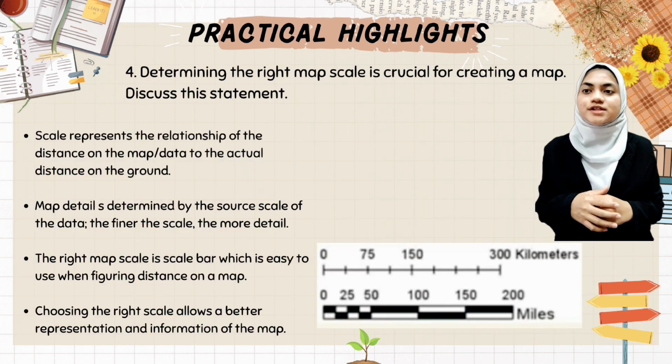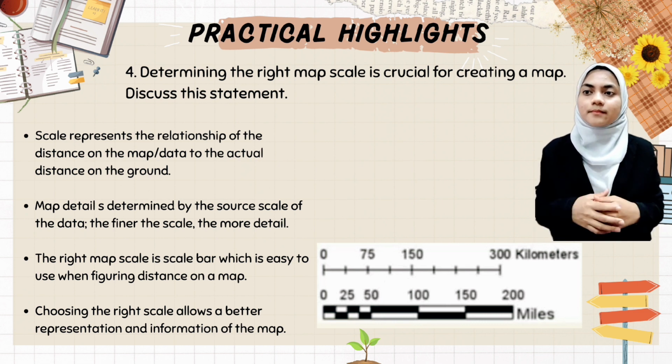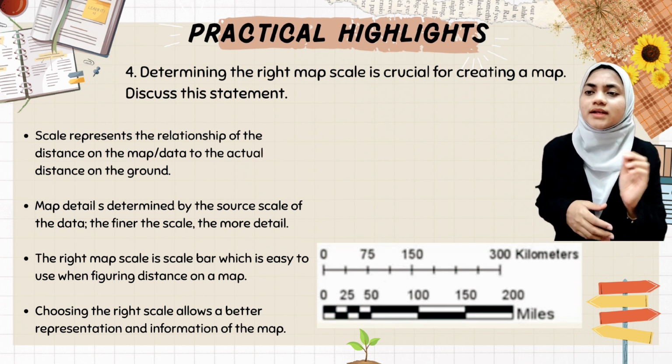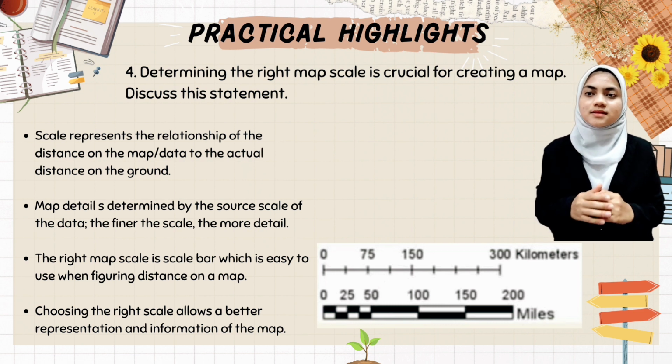And then, the next question is, determining the right map scale is crucial for creating a map. Discuss this statement. Yes, the right map scale is very crucial for creating a map. Scale represents the relationship of the distance on the map or data to the actual distance on the ground. Map detail is determined by the source scale of the data. The finer the scale, the more detailed it is.